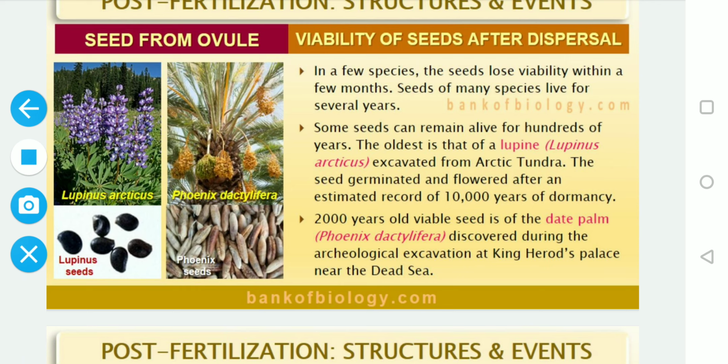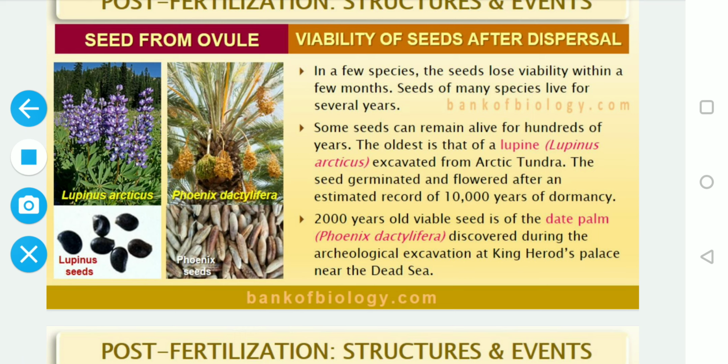And there is another example. A 2,000-year-old viable seed is that of the date palm, botanical name Phoenix dactylifera. It was discovered during the archaeological excavation at King Herod's Palace near the Dead Sea. So these are some of the classic examples of how seeds are preserved for years together.